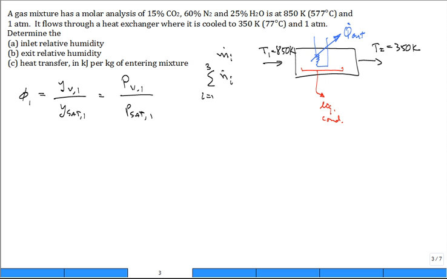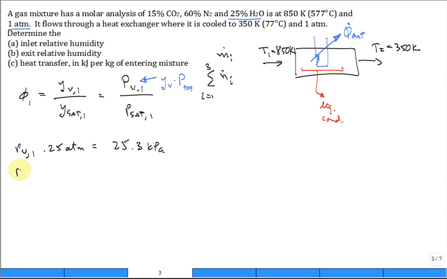What is the partial pressure, Pv? It's going to be y sub v times P total. So it's 25% water vapor at 1 atm. So it's 0.25 atm. And if you wanted to convert that, it's like 25, close enough with some change, kPa, 25 kPa. True? So that's what Pv at 1 is.